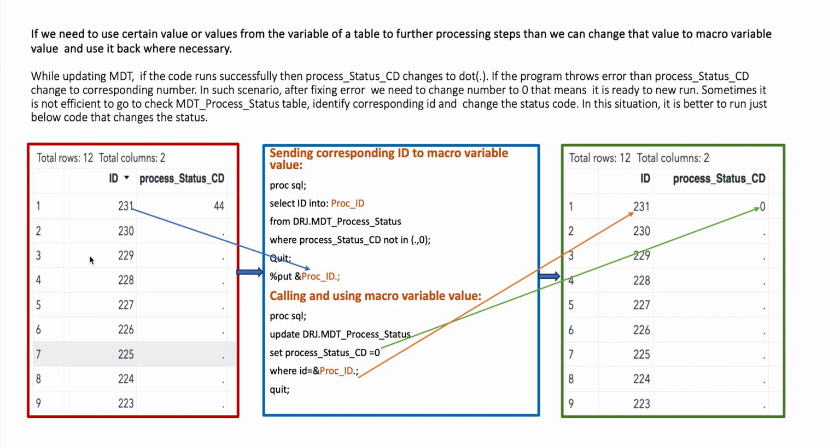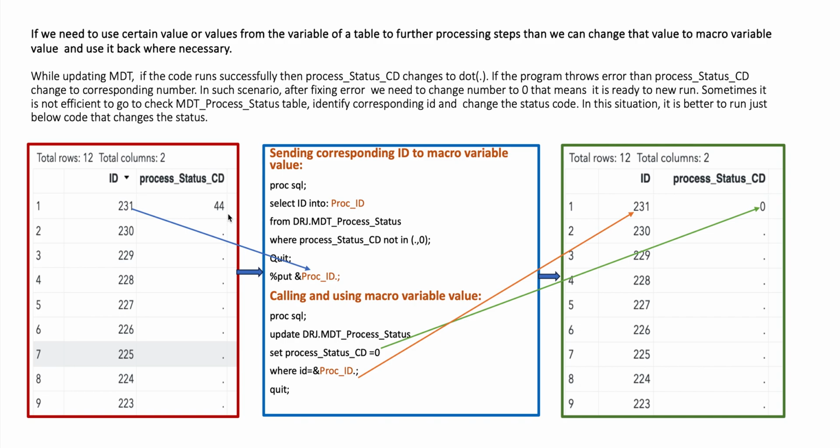On the left side is the table, the MDT process status table. It has two columns, one is ID and the other is process status code. One of the IDs, 231, corresponds to process status code 44. That means it is showing some type of error. Then after fixing this error, we have to change this 44 to 0.